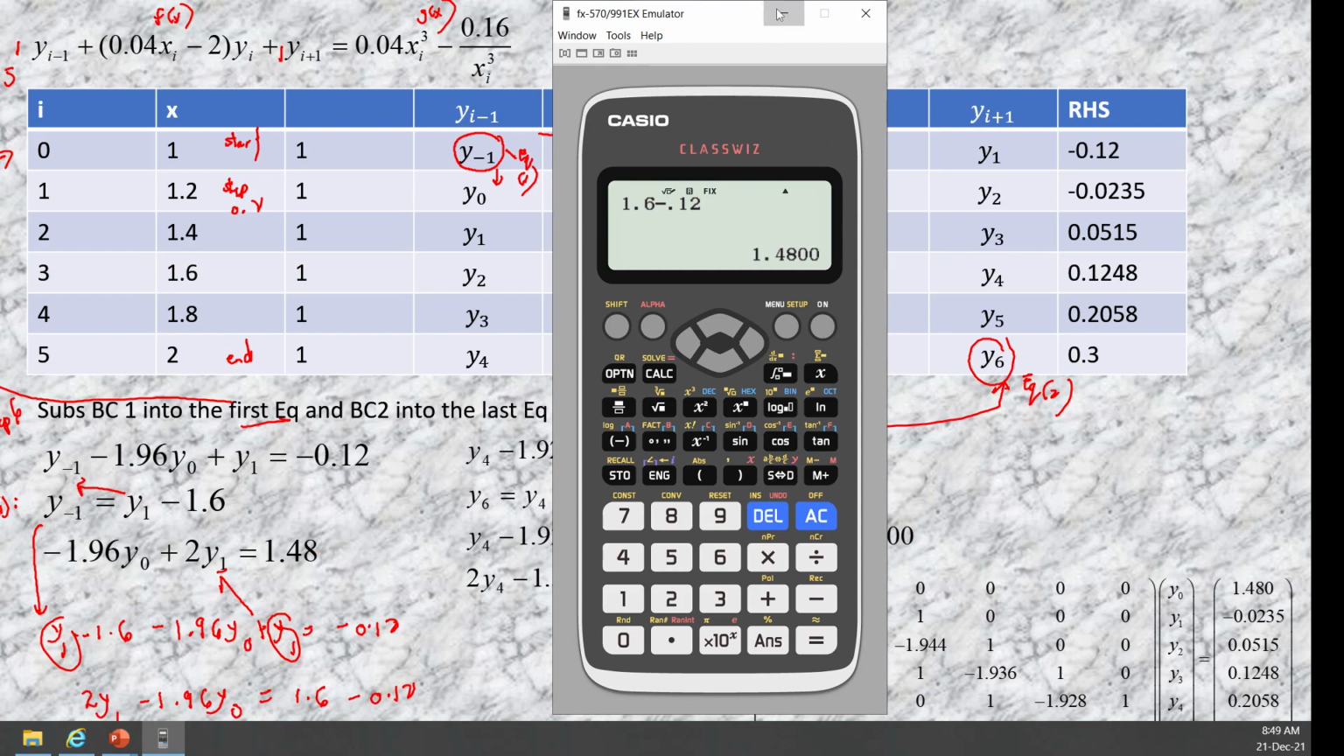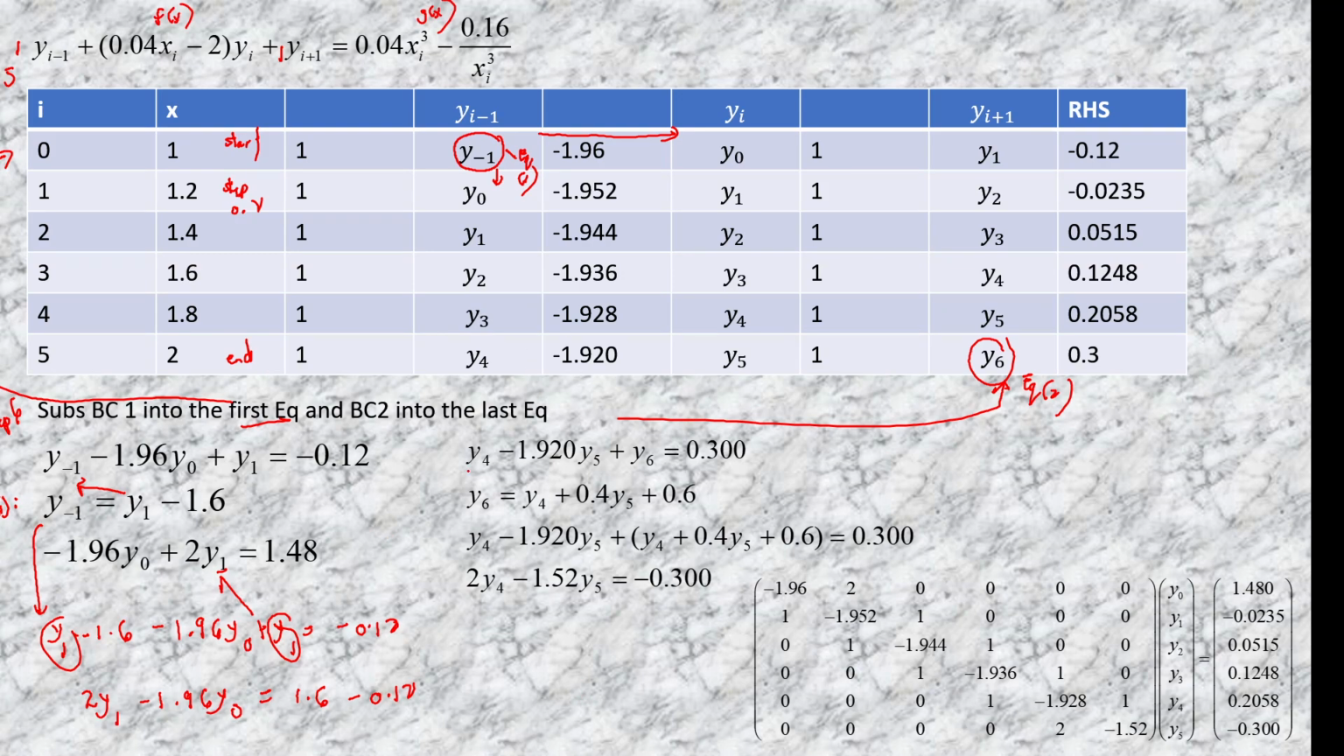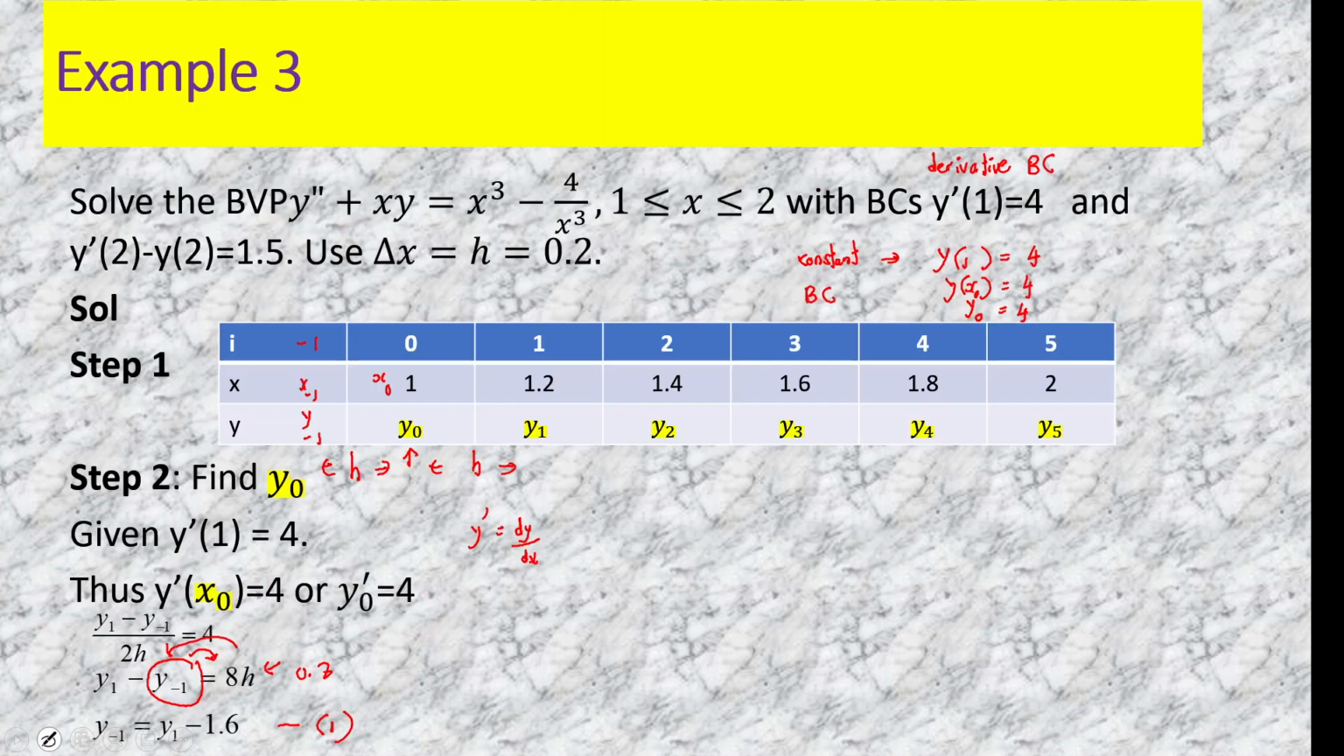Any question? From the table, you got the extra term y negative 1. We just need to solve y1 up to y5. So y negative 1 is the extra term that you need to eliminate using the equation that you obtain from step number 2, when you find y0, you obtain y negative 1. Which is equation 1 here.